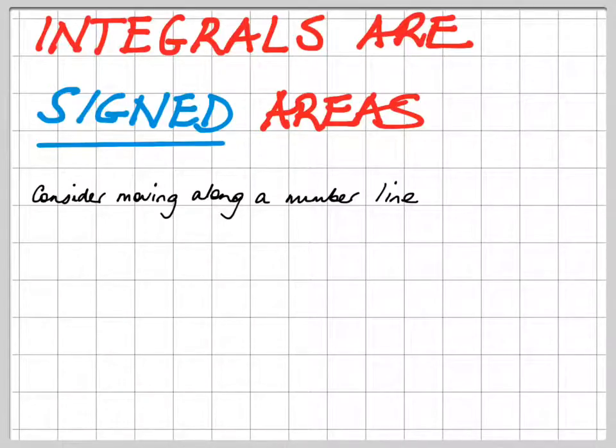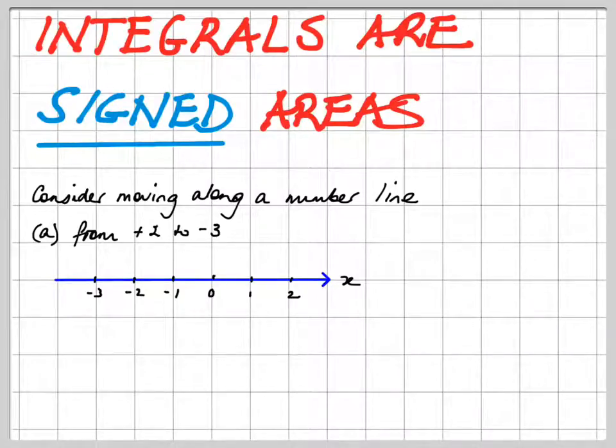Now, consider moving along a number line. In order for me to explain this whole signed area thing, we're going to go from plus 2 to negative 3 along an x number line. All right, now let's draw the number line in, and there it is, and we're going to go from there, which is plus 2, to there, which is minus 3. Now how far am I going to go in terms of the sign and the distance? Now I'll give you a moment to think.